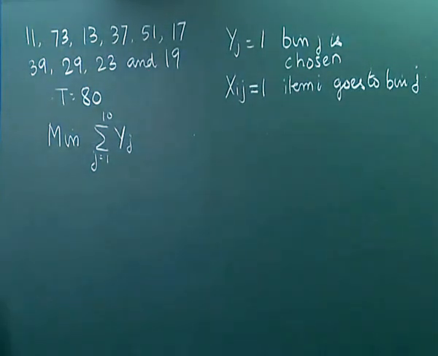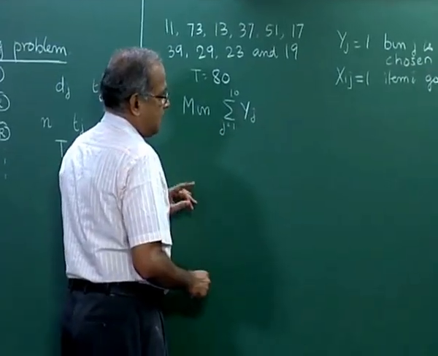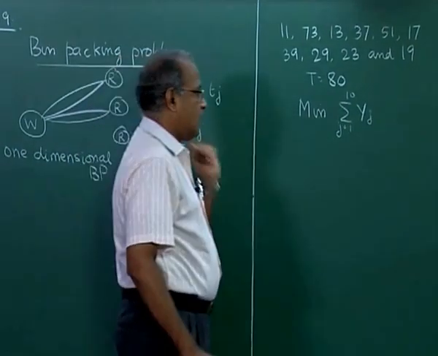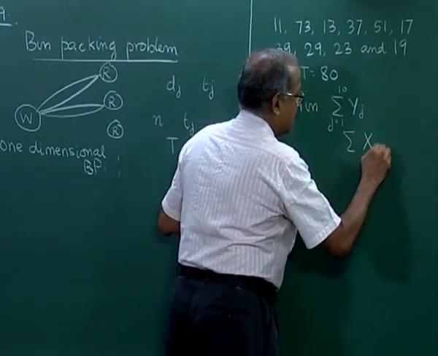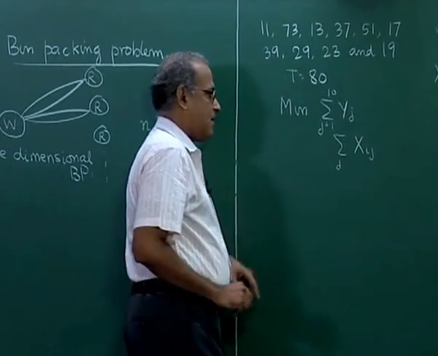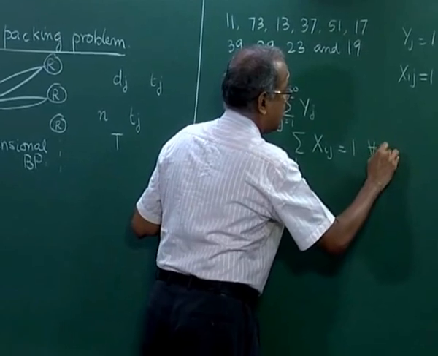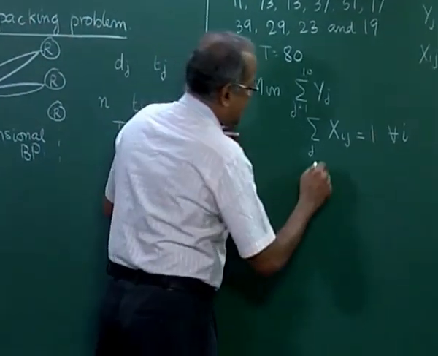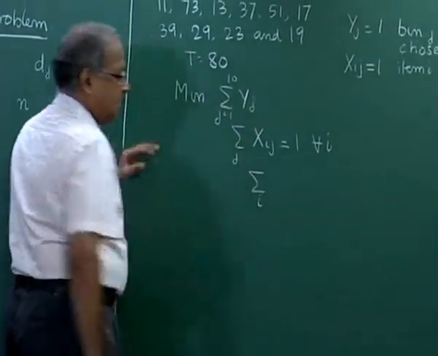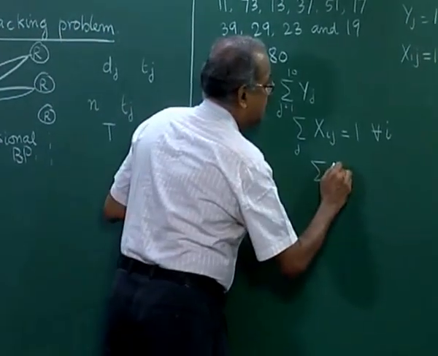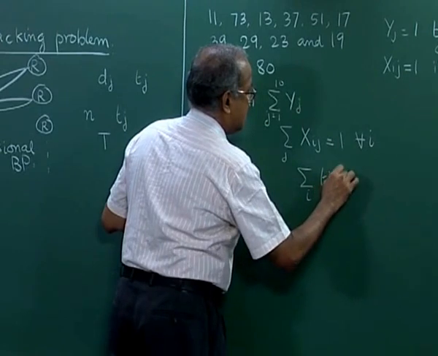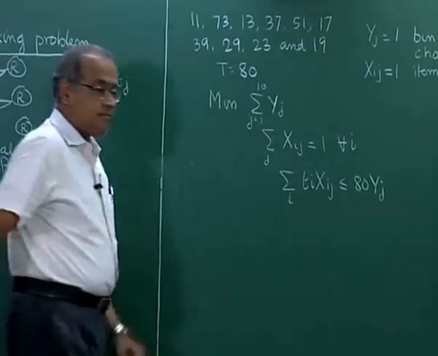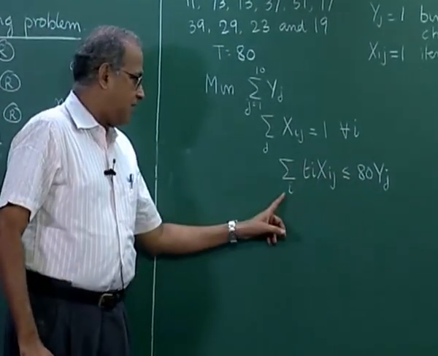Now, each item is to be associated to only one bin. So, sigma xij summed over j is equal to 1 for every i, which means each item i will go to exactly one bin. And then for each bin, sigma Ti xij is less than or equal to 80 yj. Now xij equal to 1 if item i goes to bin j.